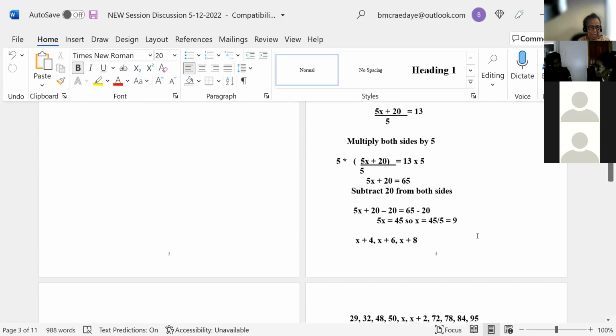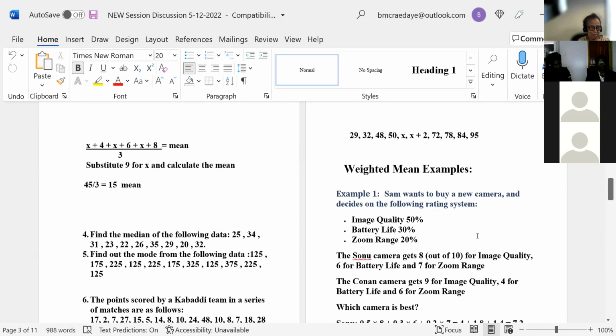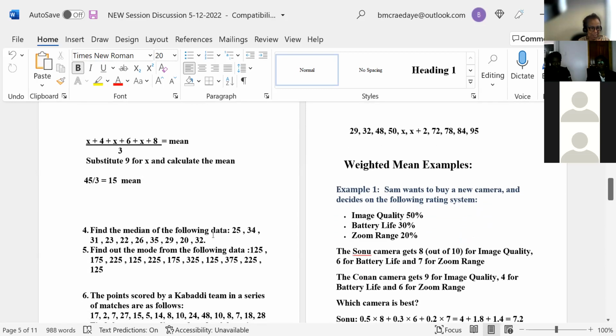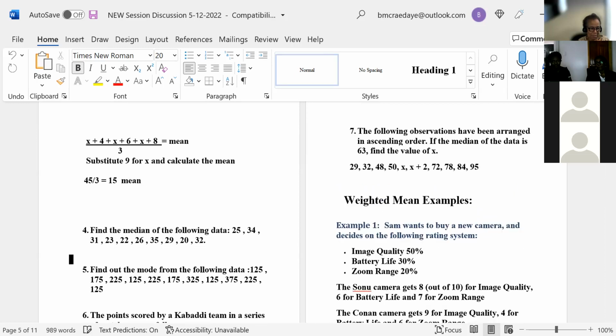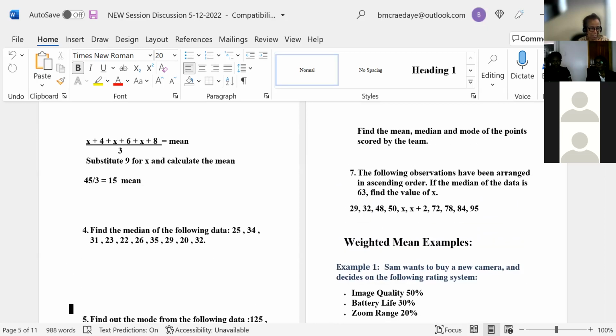Now, after that one, you probably love to do this median right here. I want everybody to calculate the median. You see the data, right? 25, 34, 31, 23, 22, 26, 35, 29, 20, 32.